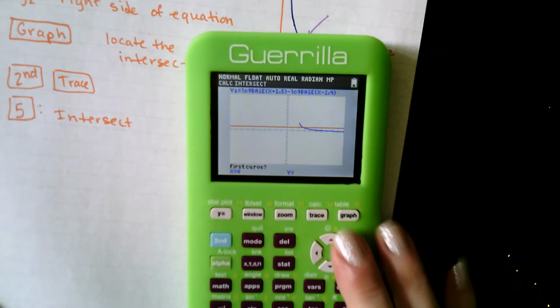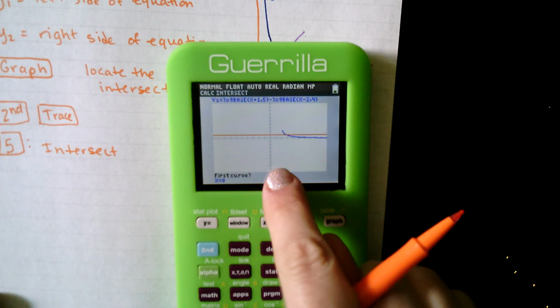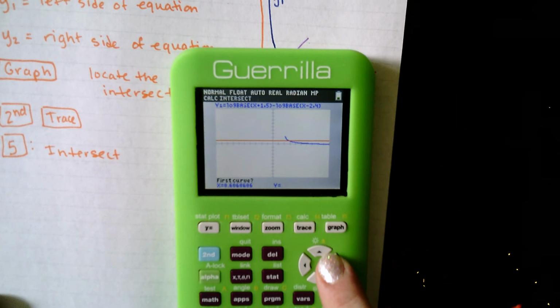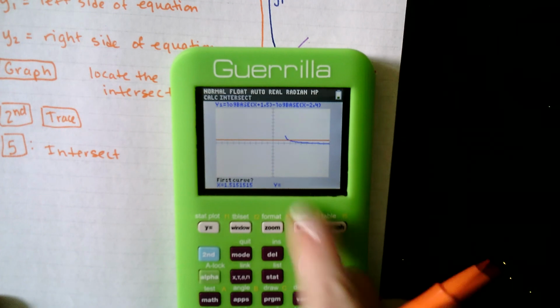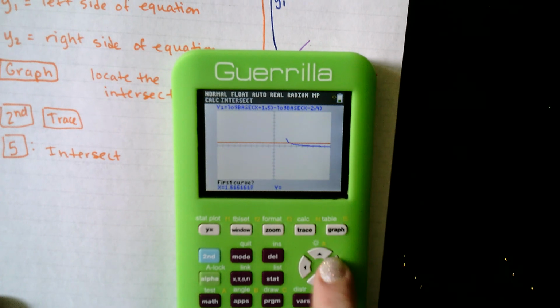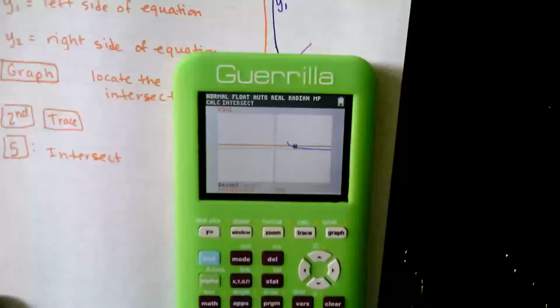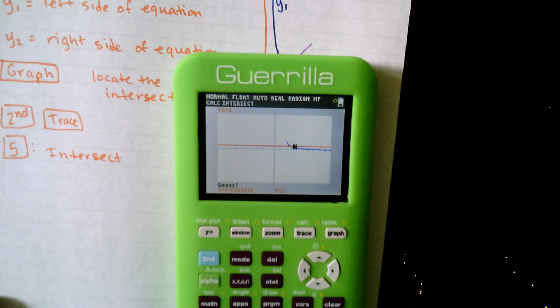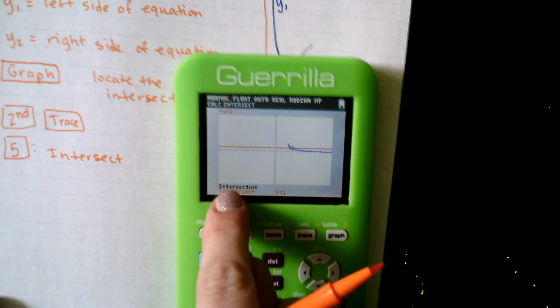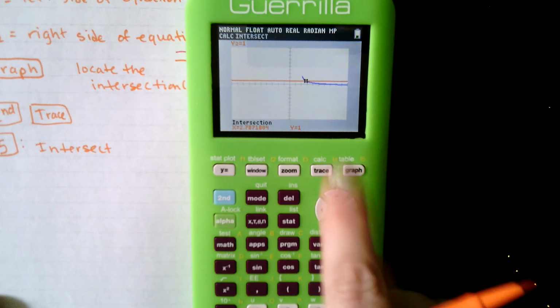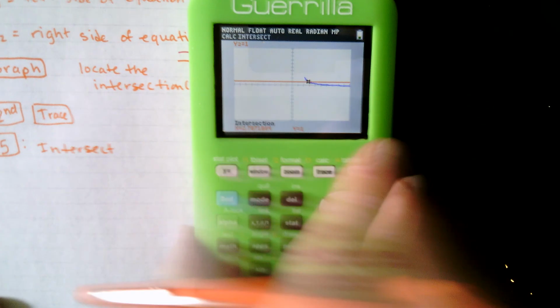Oh, it didn't take, because I'm not on my first curve. So that's an issue. I'm going to scroll to the right until I end up with a y value for my first curve. So I'm just going to keep hitting the right arrow. And there it is. Then I hit enter, and then enter, and then enter. And it tells me my intersection is x equals 2.7871804 and y equals 1.